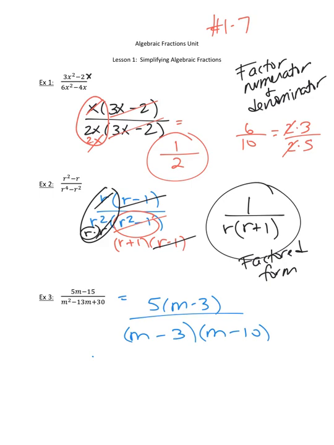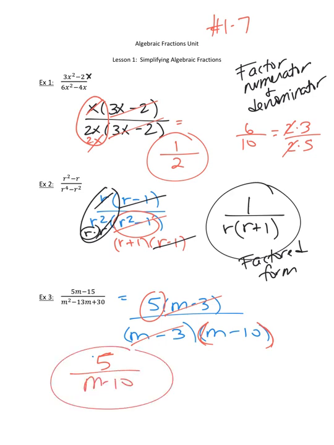Looking for common factors, I have a common factor of m minus 3 for both of those, and that's it. 5 is a monomial. M minus 10 is a binomial. 5 doesn't go into m minus 10, right? It has to go into the whole thing. So your final answer is just 5 over m minus 10.